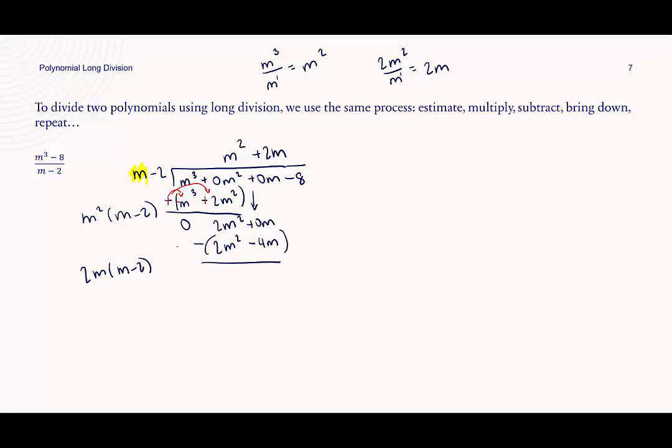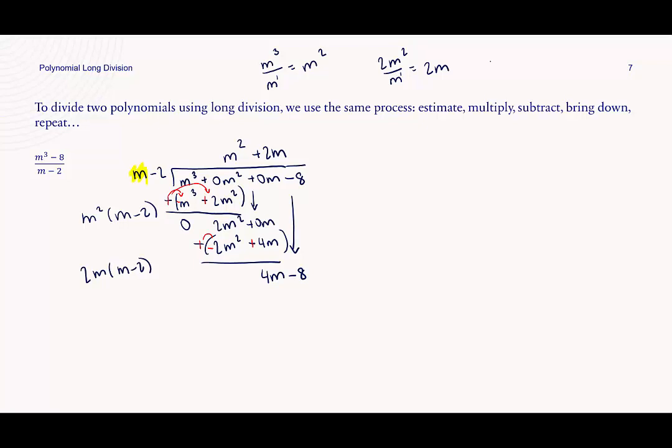And we subtract. Let's change the signs. This becomes a negative 2m squared. This becomes a plus 4m. We just completed the subtraction, so I'll rewrite it as addition. Now we combine. 2m squared and negative 2m squared cancel. 0m plus 4m is 4m. Bring down that last term from the dividend, minus 8.